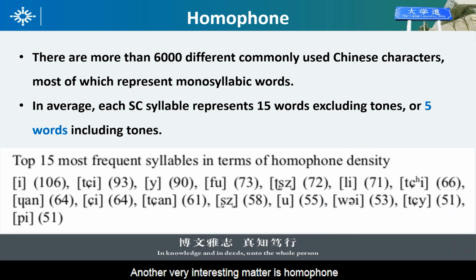Okay, another very interesting matter is homophones. We know that there are more than 6,000 different commonly used Chinese characters. We usually study them in primary school and secondary school, right? And most of them represent monosyllabic words. But there are many homophones among them. On average, each standard Chinese syllable represents 15 words, excluding tones, or 5 words, including tones.